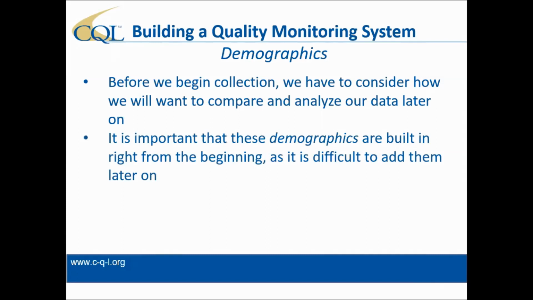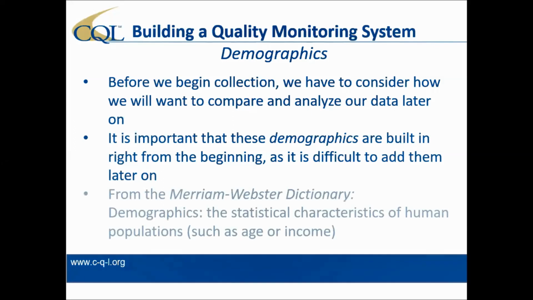We want to try to build these things in right from the beginning because it's a lot harder to do later on. Once we already have our data, our numbers, it's very important that we're building in all of those different demographic considerations right from the get-go. And just from the Merriam-Webster dictionary, a demographic is the statistical characteristic of human population. So other demographic considerations might be age or income.